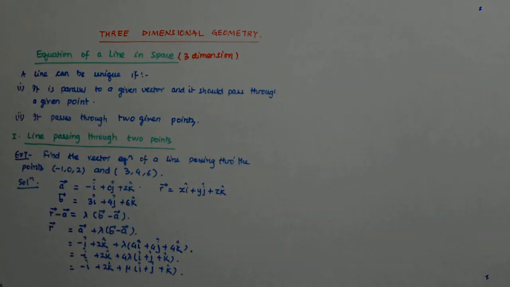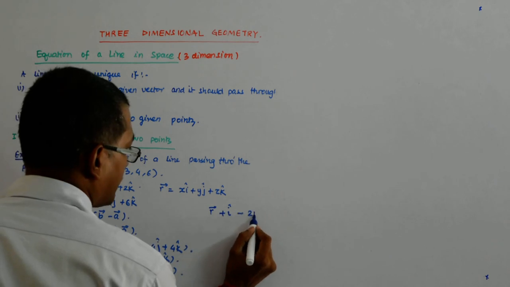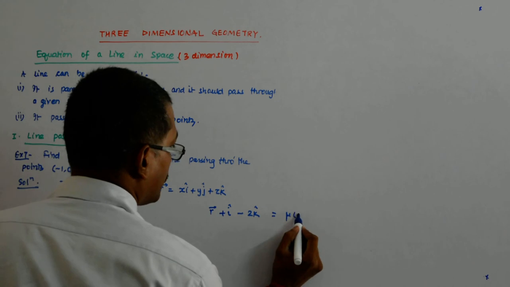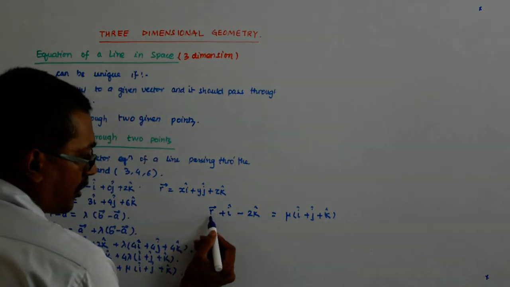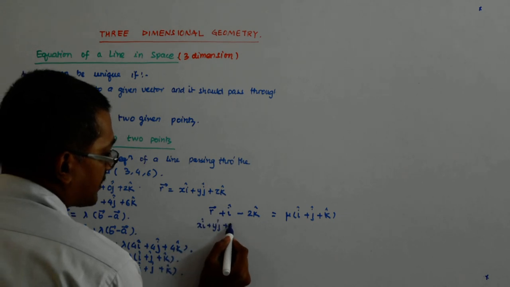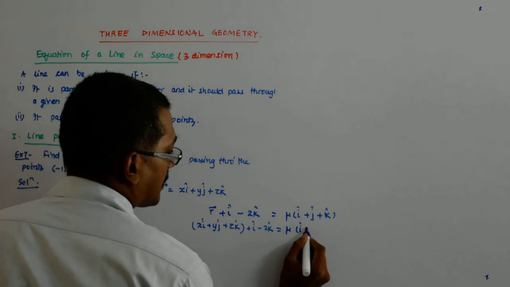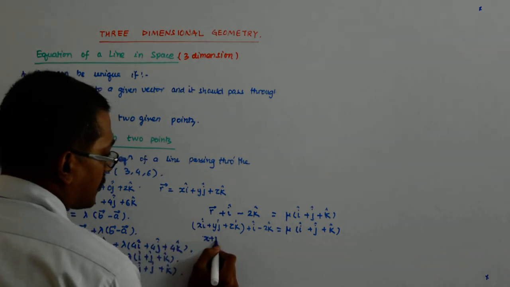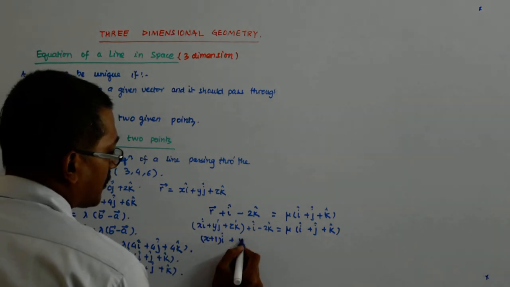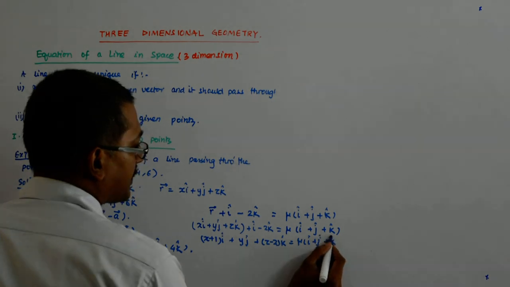Correct? Now, if someone asks me to convert this into Cartesian, then I shift this here. So it gives me R plus i cap minus 2 k cap is equal to mu times i cap plus j cap plus k cap. So here this is X i cap plus Y j cap plus Z k cap plus i cap minus 2 k cap is mu into i cap plus j cap plus k cap. So I get X plus 1 i cap plus Y j cap plus Z minus 2 k cap is equal to mu times i cap plus j cap plus k cap. Now it must be pretty clear to you.